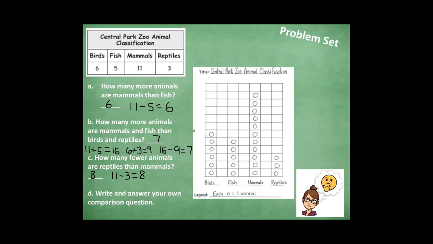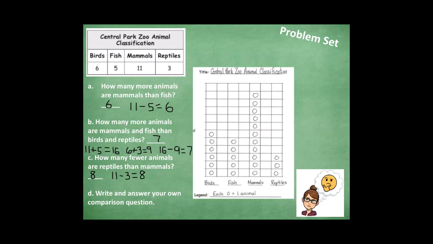Let's look at A. How many more animals are mammals than fish? I could see that there were 11 mammals. And I could also see on my grid that there were only 5 fish. When I looked at the difference of the two, I could count up the grid that there were 6 more mammals than there were fish. Did you find that too?